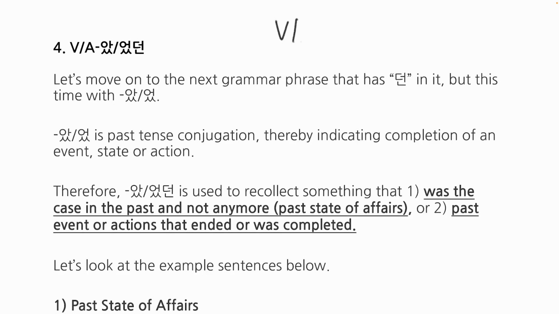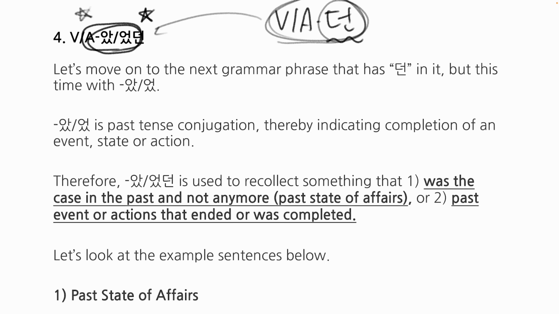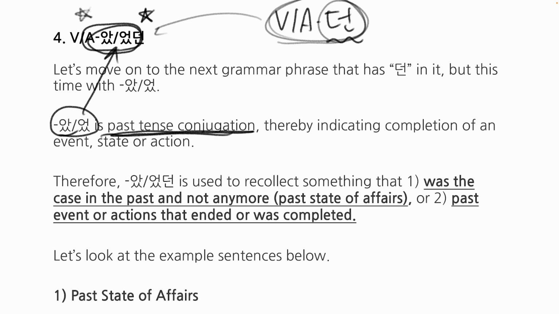Alright, so now that we're done with 던, it's kind of like a wordplay here. Now that we have mastered the usage of 던, we're going to move on to 았었던, which will feel a lot easier for you to understand now that you are more familiar with 던's usages. So 던 has 았었, which is the past conjugation of verb or adjective, right? Therefore, it indicates the completion of an event, state, or action.